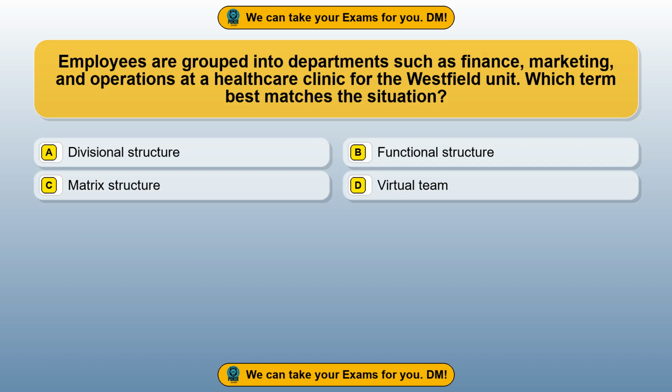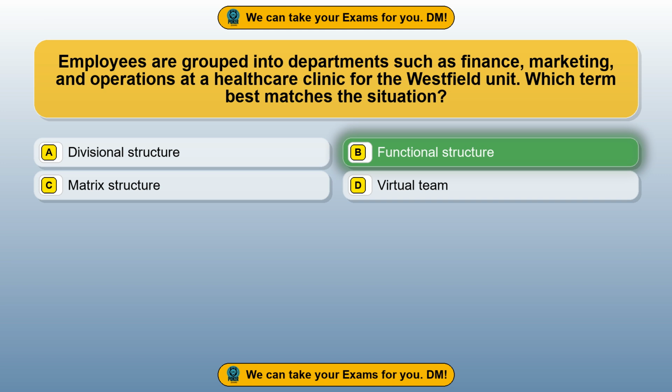Question 85. Employees are grouped into departments such as finance, marketing, and operations at a healthcare clinic for the Westfield unit. Which term best matches the situation? Option A, divisional structure. Option B, functional structure. Option C, matrix structure. Option D, virtual team. The correct answer is option B, functional structure.